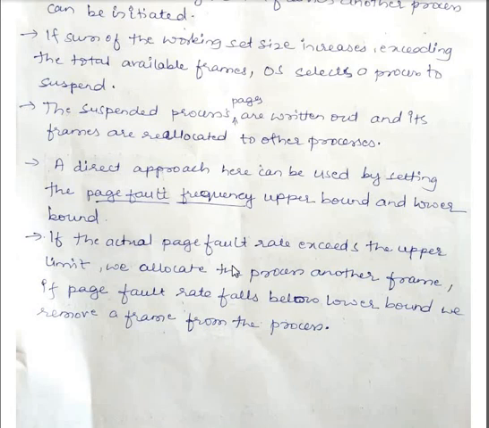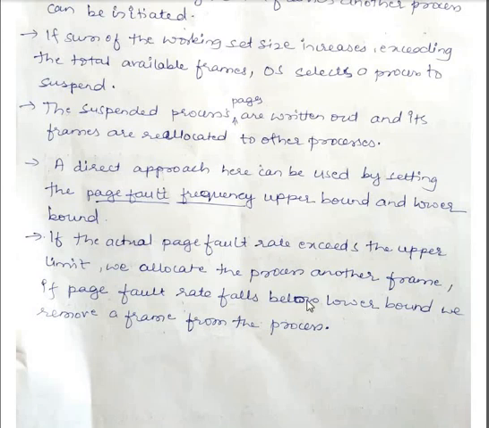Suppose the page fault frequency goes below the lower bound. When it goes below the lower bound, what does it mean? Page faults are very less. So when the page faults are very less, what are we going to do? Take the free frames, since the frames are simply being wasted. Page faults are happening very less, so that process has more frames than required. So we take those free frames that are present with that process.